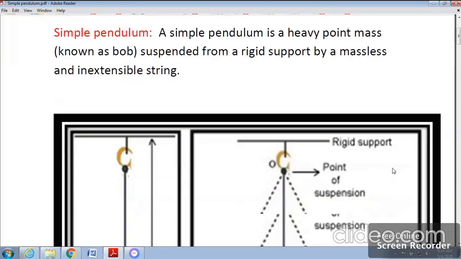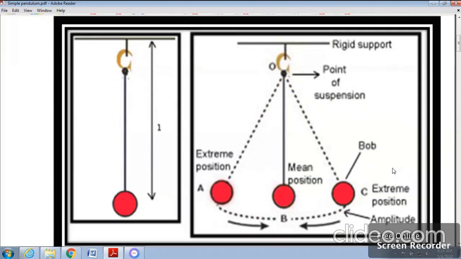suspended from a rigid support, as you can see in this diagram, by a massless or inextensible string. This is the rigid support, this is a bob, and this is the string with which it is fixed. Now moving to this diagram, you can see each and every point is labeled and explained.